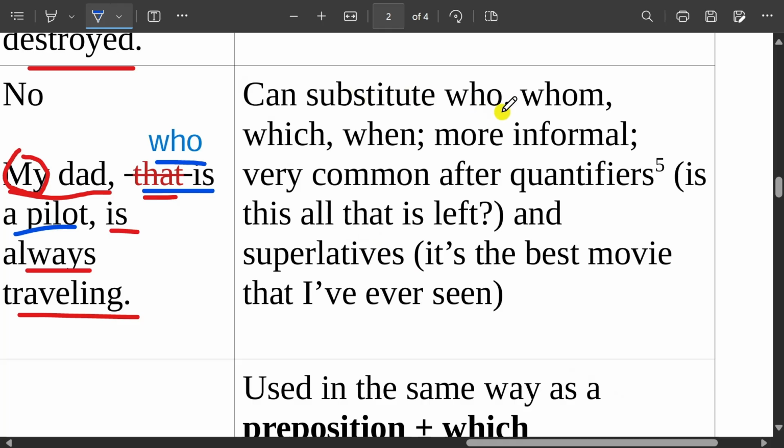That can substitute who, whom, which, when. Okay. Do you understand? It's just a short way of writing. This pronoun can substitute who, whom, which, even, we'll see, when. Okay? It is more informal, much more common. Used when we're talking, we use that very commonly.